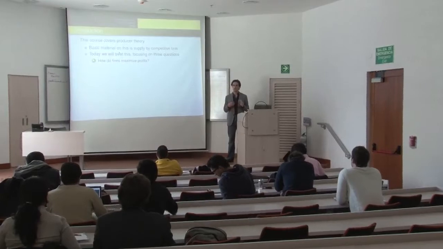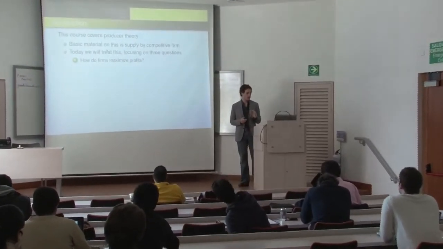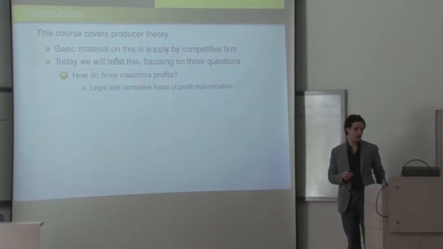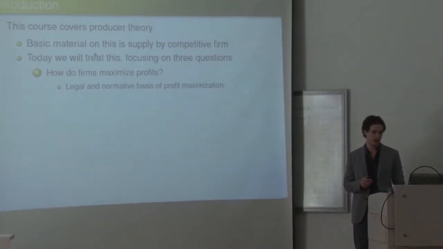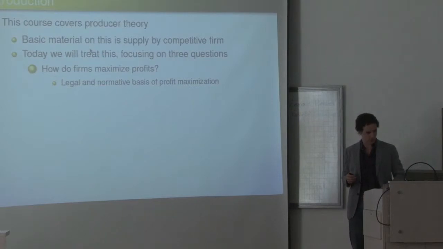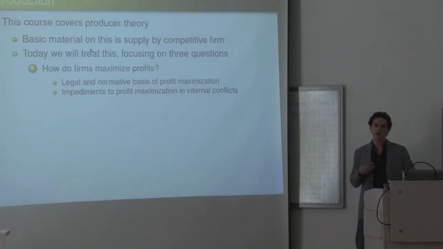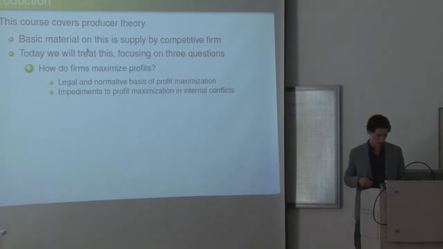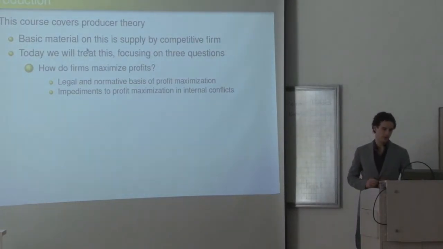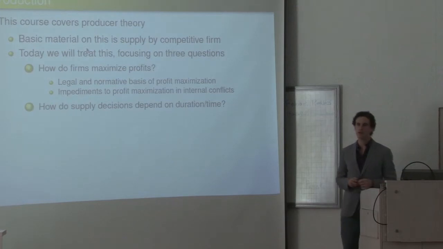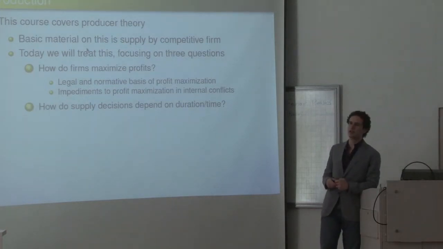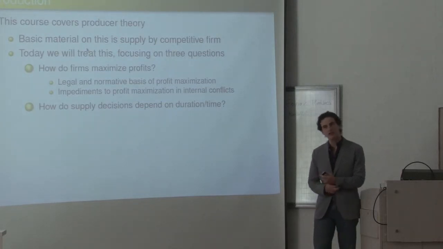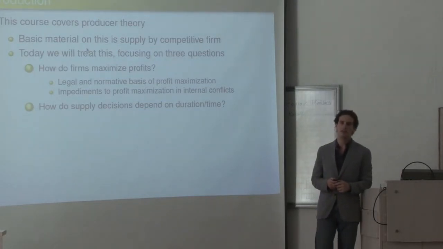First is, how do firms maximize profits, and various topics related to that: the legal and normative basis of firm profit maximization, and how internal conflicts within firms impede profit maximization. And then we'll talk about supply functions, and we won't talk about the basics of supply, deriving it from production functions and costs and so forth, because all that is, I think, a little bit boring.